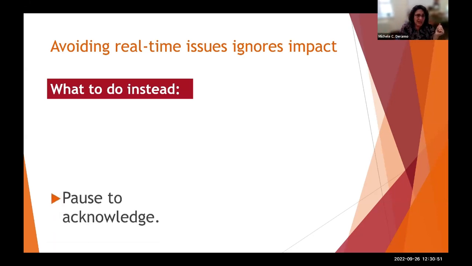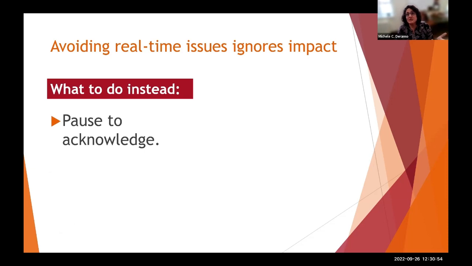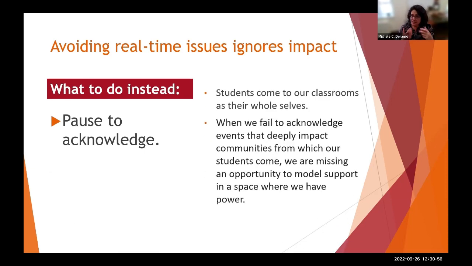So what to do instead is, of course, to pause to acknowledge, and to recognize that students come to the class with their whole life selves. If we fail to acknowledge events that deeply impact the communities from which our students come, we are missing an opportunity to model support in a space where we have power. This is something we need to gauge. If you're teaching in a community where a shooting just happened, that probably needs to be acknowledged before the class begins.